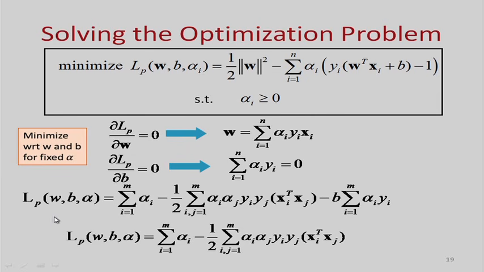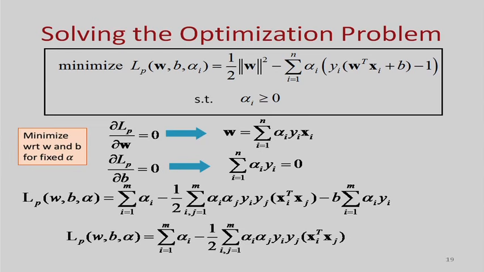So, this is my LP when I substitute this value of W, but we know that sigma alpha I yi equal to 0 from this constraint. So, this expression on the right side can be ignored, and finally, we get L(W, b, alpha) as this expression. Okay. So, L(W, b, alpha) is sigma alpha I minus half of sum over i, j equal to 1 to m alpha I alpha j yi yj xi transpose xj.